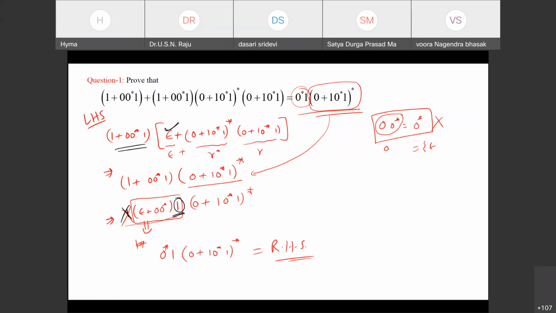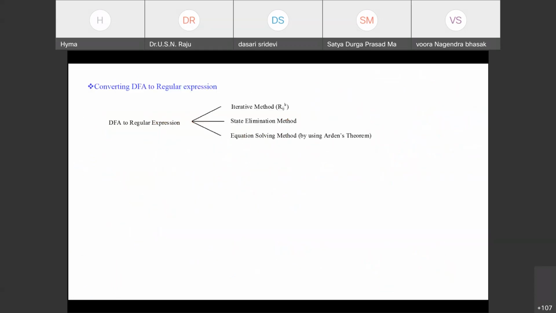Now by using this formula and this one, in the next class we are going to see how to convert DFA to regular expressions. There are 3 different ways. One is the iterative method, state elimination method, and equation solving method. For that we use Arden's theorem. So tomorrow morning 10 o'clock we'll meet. I'll be stopping here. If you have any doubt up to this, please ask. Most probably for your exam, we'll be having these 3 methods also. So tomorrow I'll be covering all these 3 methods.